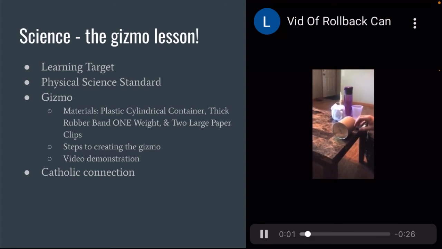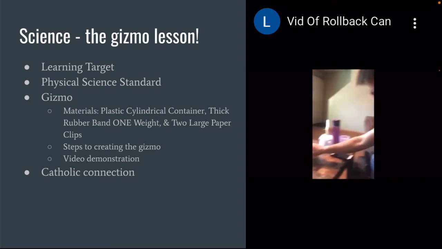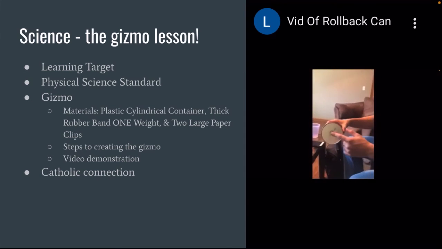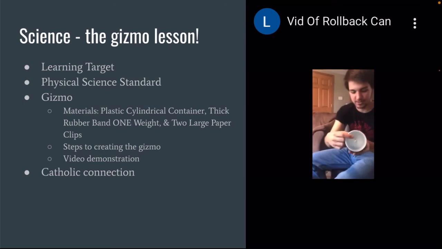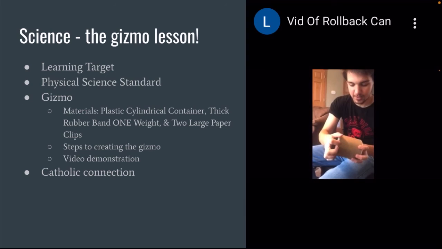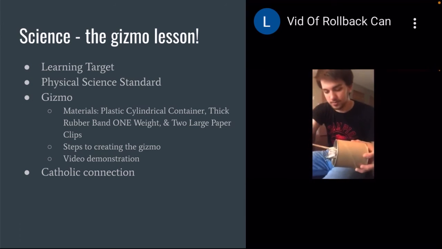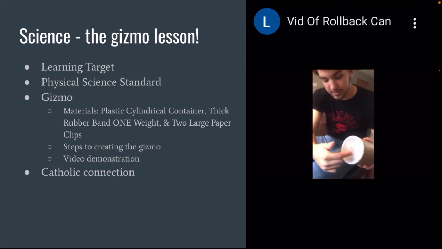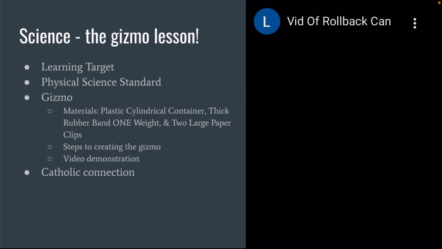This video explains that when you push the can, it rolls back to you. This is because of the rubber band that expands between the center of the container. The rubber band is held in place by paper clips and a weight in the center that keeps the rubber band from spinning in the center, while the can makes the rubber band spin on the outside.